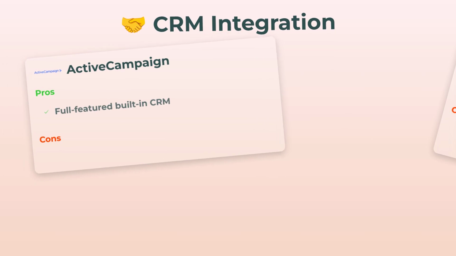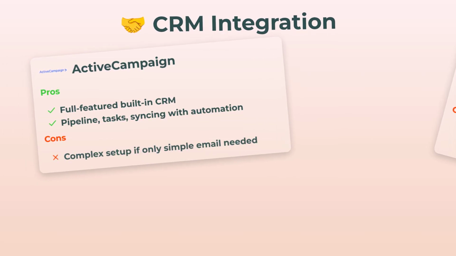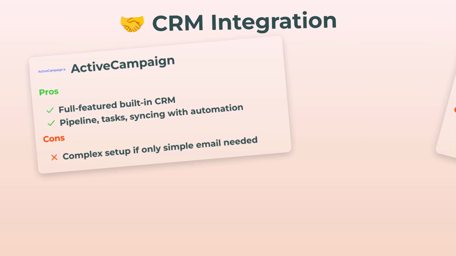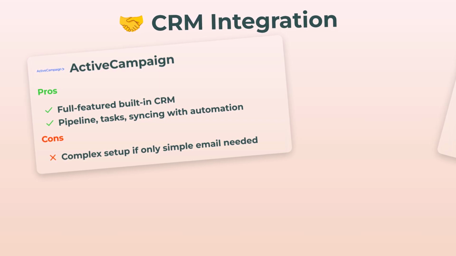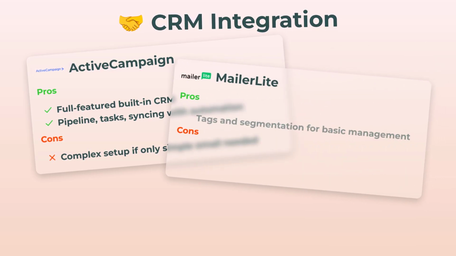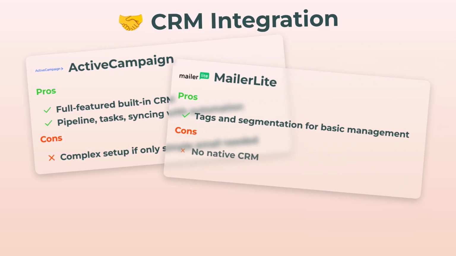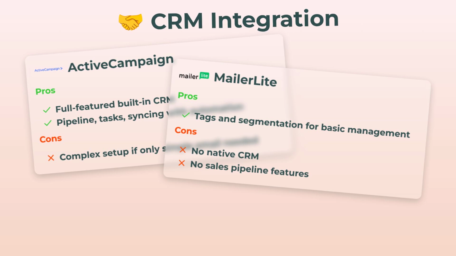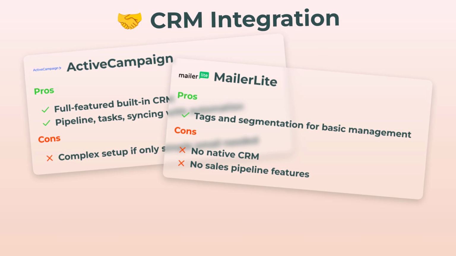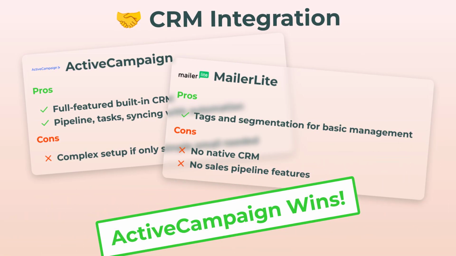Next, CRM integration. So ActiveCampaign is not messing around. It's got a full-on CRM built in. Pipelines, tasks, syncs with automations. It does the sales stuff too. But yeah, if you just want an email tool, it might feel a bit extra. MailerLite is more basic. Tags and lists, and decent segmentation. No actual CRM though, so you'll be missing sales pipeline tools. For serious business growth, ActiveCampaign wins yet again.